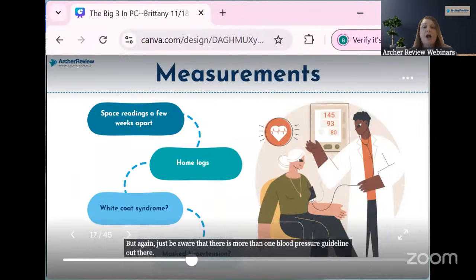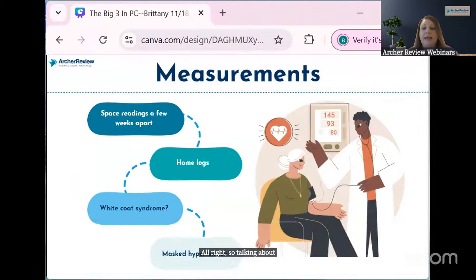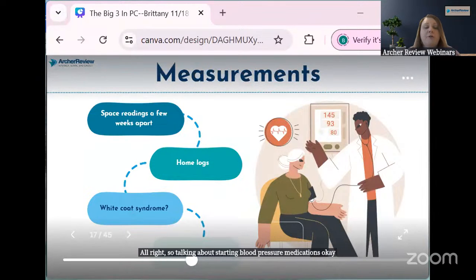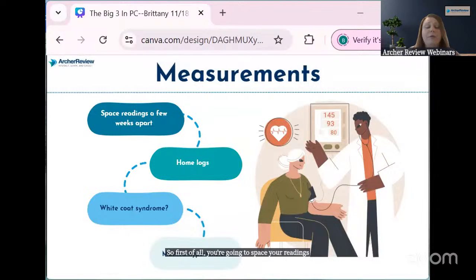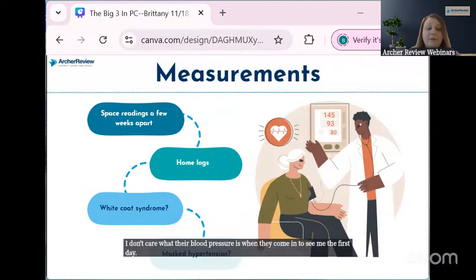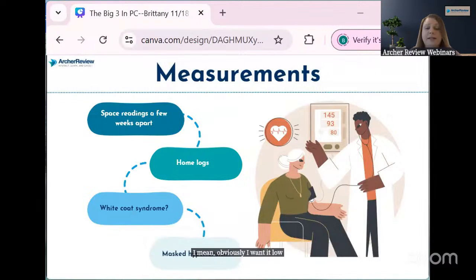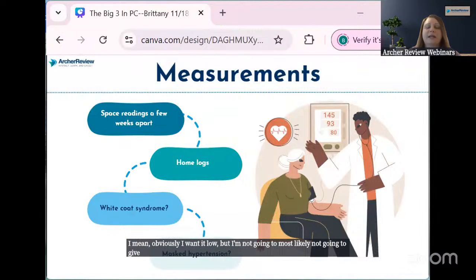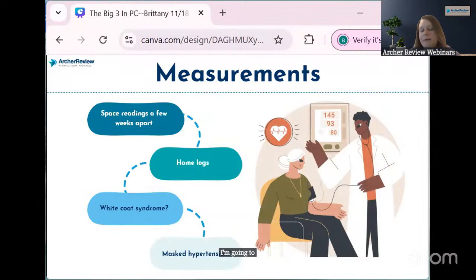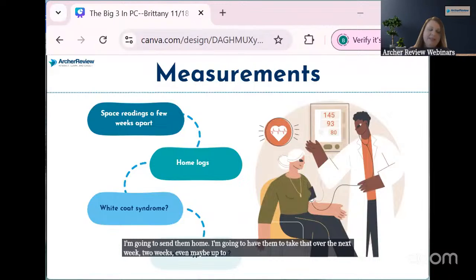All right, so talking about starting blood pressure medications, okay? So first of all, you're going to space your readings a few weeks apart. I don't care what their blood pressure is when they come in to see me the first day. Obviously I want it low, but I'm most likely not going to give them medication unless they're here for a blood pressure complaint. I'm going to send them home. I'm going to have them take it over the next week, 2 weeks, even maybe up to 4 weeks, depending on what that is. And I'm going to have them bring me back several readings of their blood pressure and what it's been.